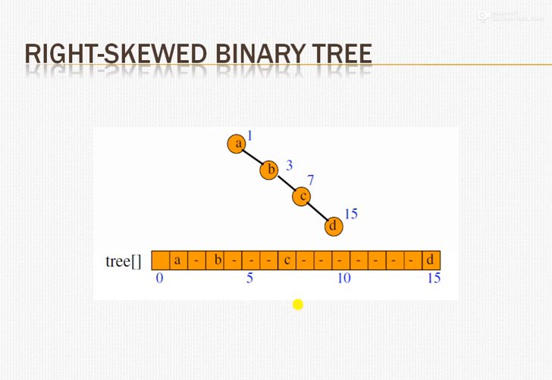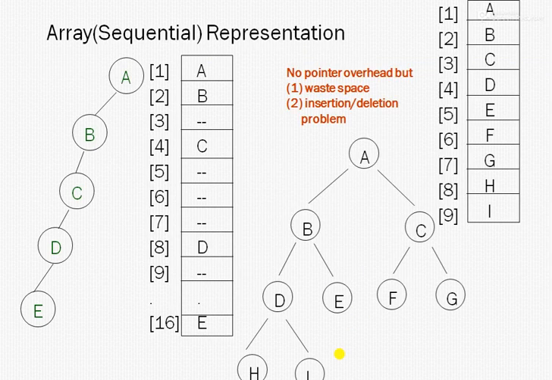Another problem may be in terms of deletion and insertion operations in an array representation. This is another example for representing a binary tree using an array. This is a left skewed binary tree, this is my array, and this is a complete binary tree which is represented using an array.